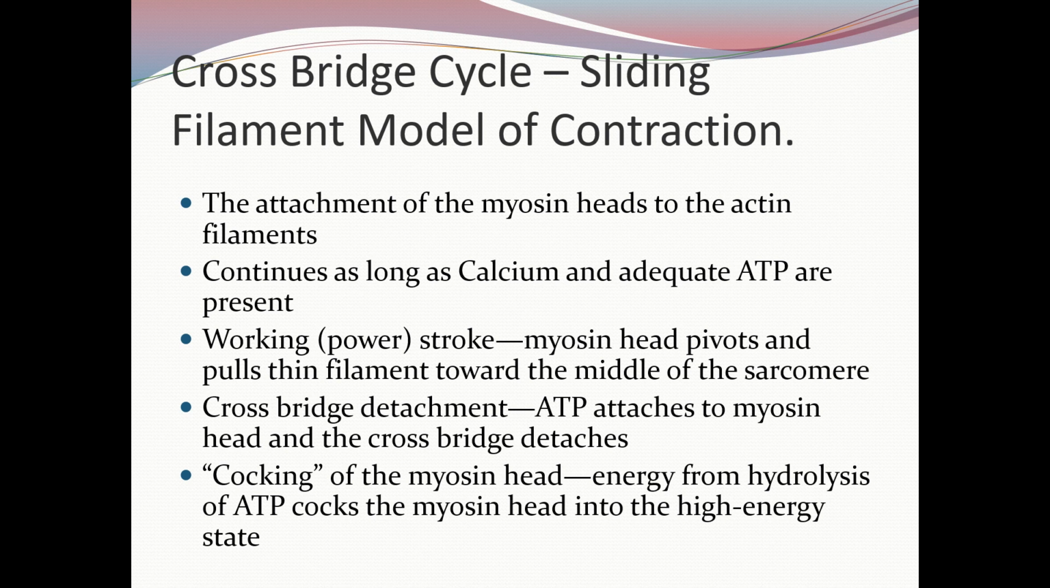So during this crossbridge cycle, the attachment of the myosin heads occurs on the actin filaments. And the crossbridge cycle will continue as long as calcium and ATP are present. There's a power stroke where the myosin head pivots and pulls that thin filament towards the middle of the sarcomere. Then the crossbridge has to detach. So the myosin head will detach from that little divot, and it then recocks so it can attach to another actin divot.